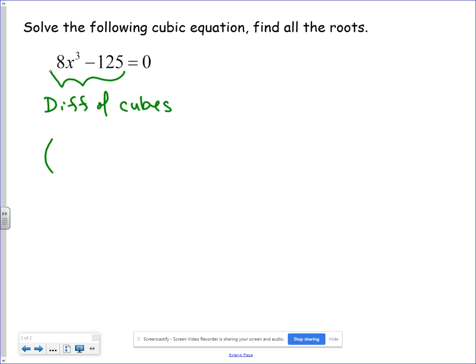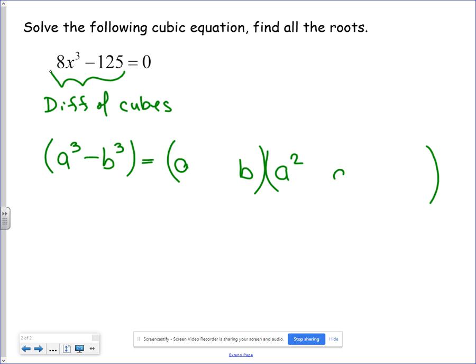So remember, we have a pattern. When you have a cube minus another perfect cube, that can be factored to the following. There's a pattern. You've got your A, you've got your B, and then we've got A squared, and then to get the middle term, you take A times B, and then to get the last term, you get B squared.